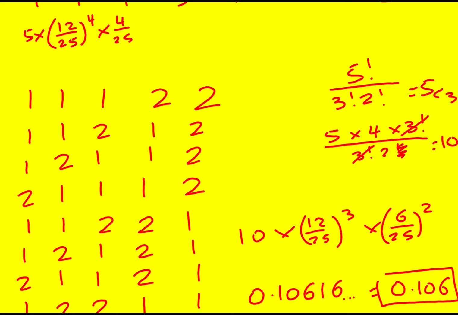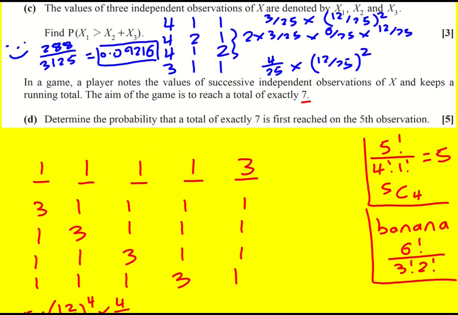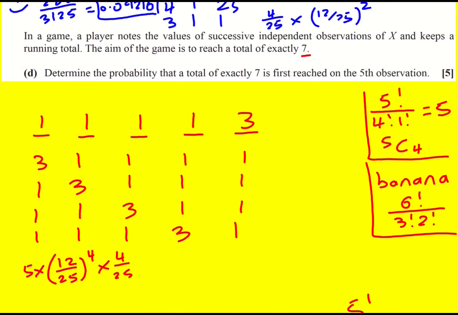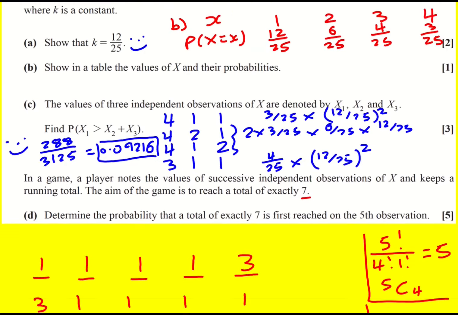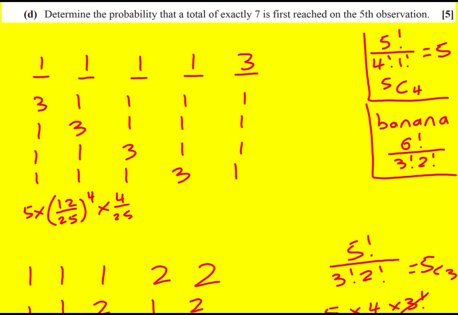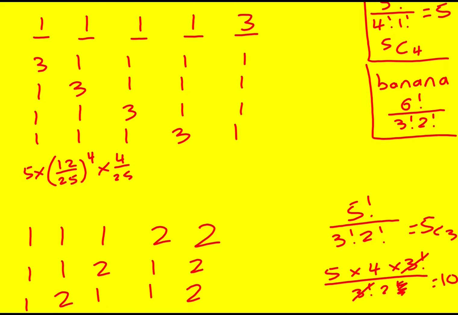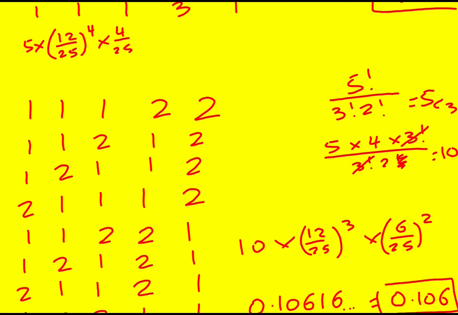Right, that's the hardest bit, probably of the paper, and it requires you to really be on it with your arrangements. I hope that makes sense. C kind of built us up to it a little bit. D took it to the next level. I've talked a lot about the factorial ideas. Do read up on it a bit further if you're not happy.